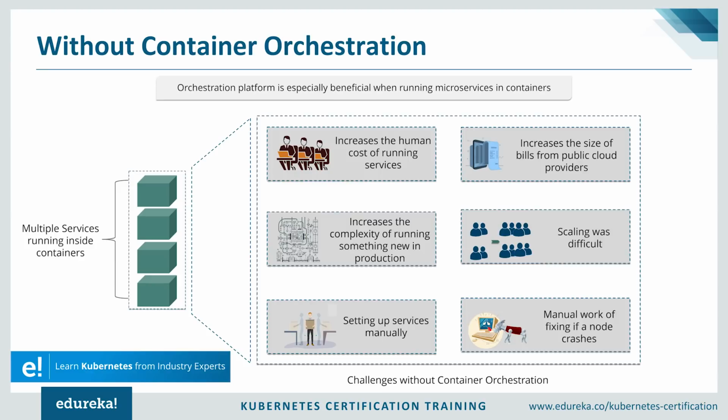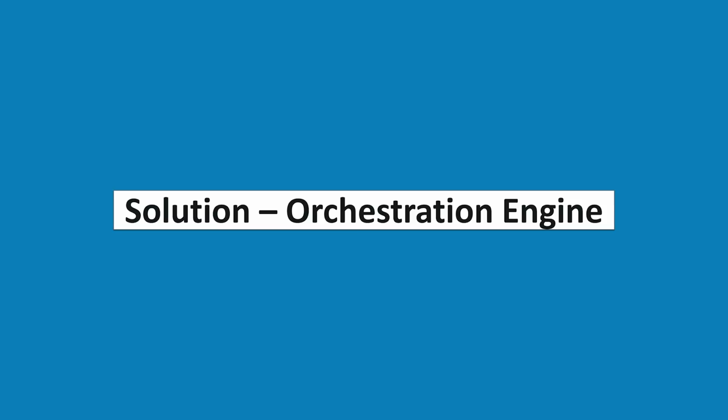Without container orchestration, it increases the human cost of running services. It also increases the size of bills from the public cloud providers, and that is about cost efficiency. It also increases the complexity of running something new in production, as everything else has to be scaled up again manually. Setting up services manually was really tough, scaling was also difficult, and the manual work increased. So to tackle all these problems, orchestration came into place, and that's where Kubernetes comes into the picture.